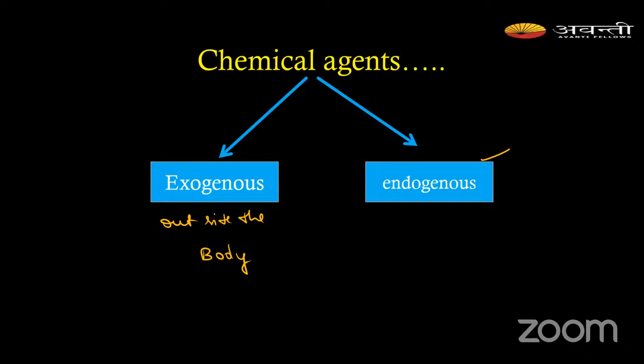For example, take uric acid. The end product of nitrogen metabolism is uric acid, right? Because the uric acid increases, you are going to get arthritis. That is what we call endogenous. Here you can take uric acid; these are from inside the body.